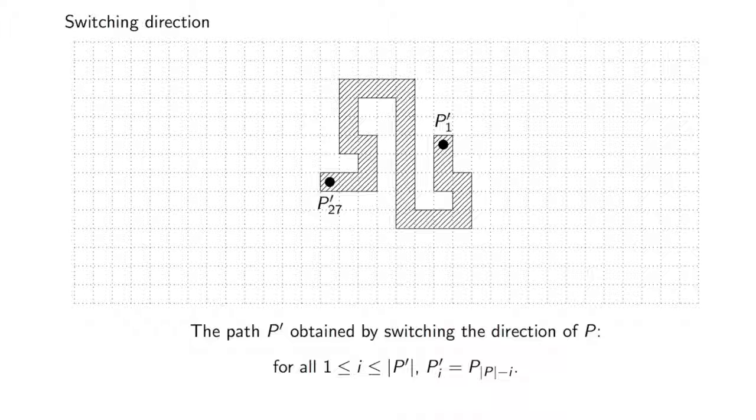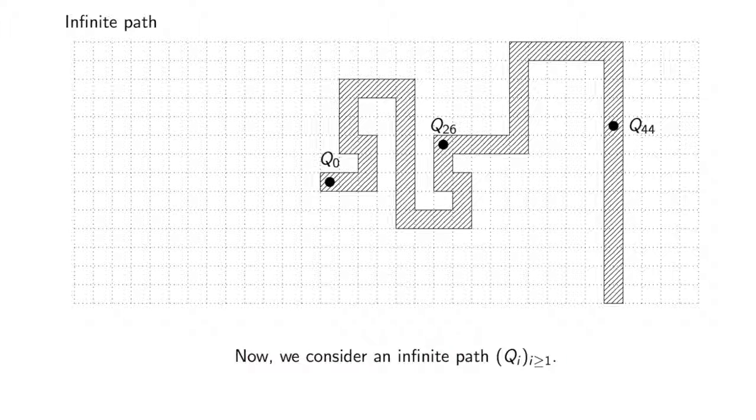Here is the path P' obtained by switching the direction of all the edges in P. We say that P' is obtained by switching the direction of P. Until now, we have considered a finite path. Nevertheless, along the proof we will consider three kinds of paths: finite paths, infinite paths and bi-infinite paths.